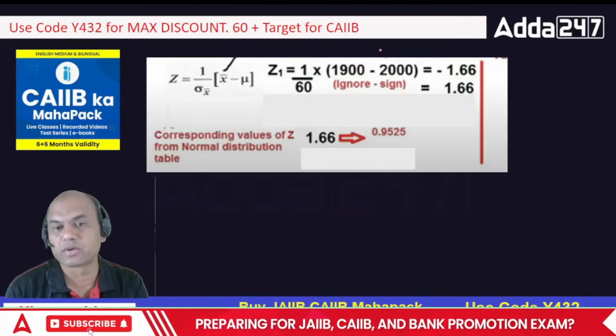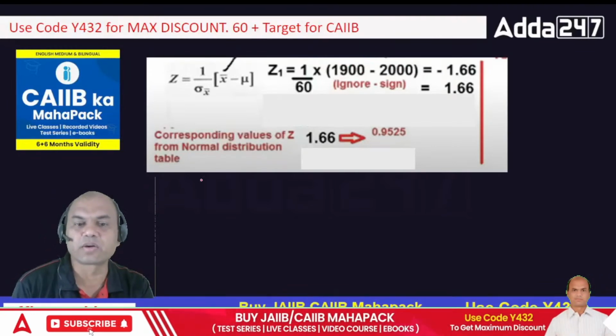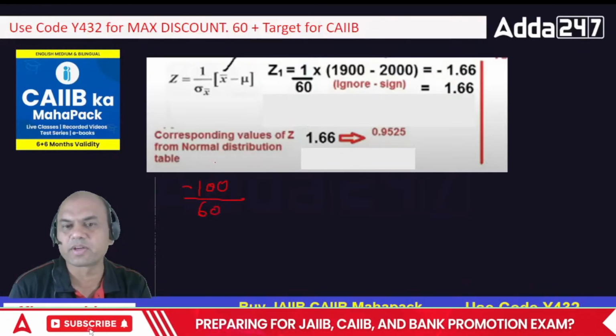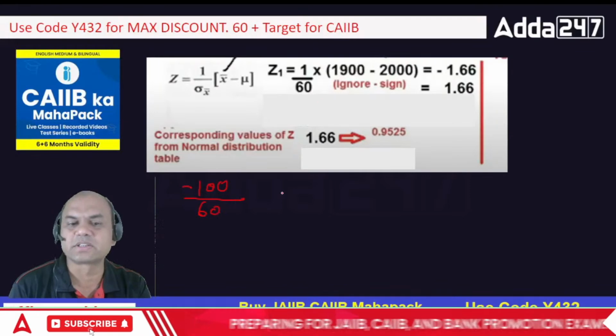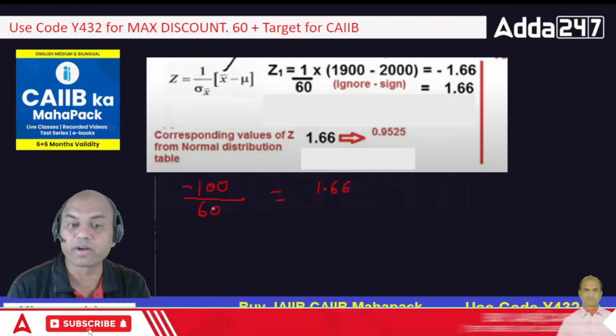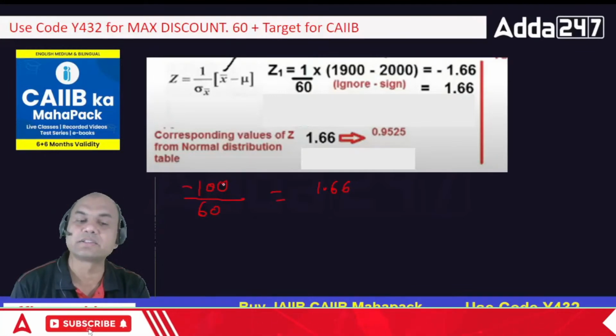This calculation you need to do. Okay, so it is 100 over here. 1 minus 100, minus 100 upon 60. Are you getting this, everyone? Minus 100 upon 60. So what is the answer? 1.66. Okay. Divide it. Everyone divide it and get me the answer.